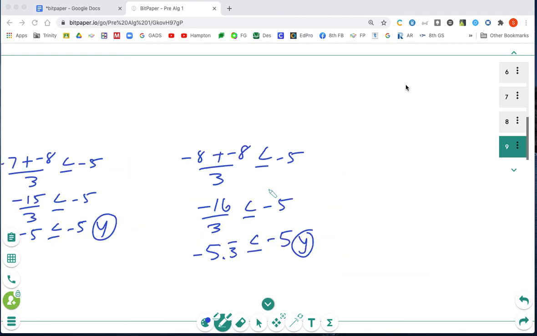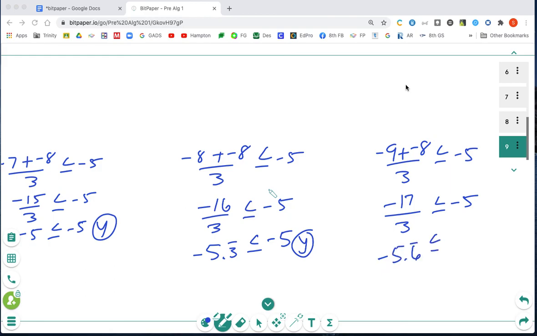And the last one, negative 9 plus negative 8 divided by 3 is less than or equal to negative 5. Negative 17 divided by 3 is less than or equal to negative 5. Negative 17 divided by 3 is negative 5.6. So it's further away from 0 than negative 5.